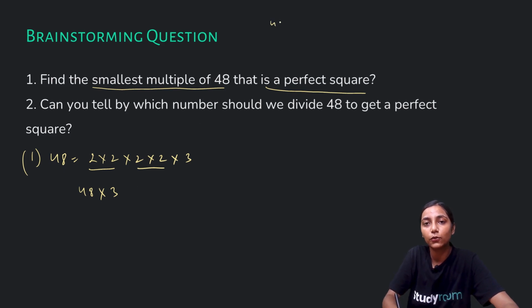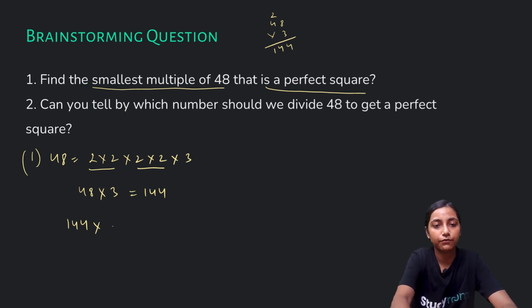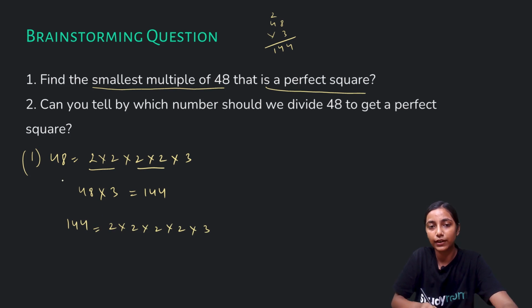So 48 into 3, do it in your rough work. 144. And 144 can be written as 2 into 2 into 2 into 2 into 3, which was 48, and further 48 multiplied by 3, that is 3.